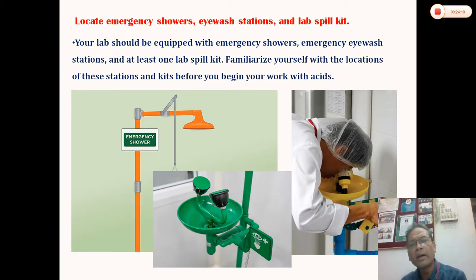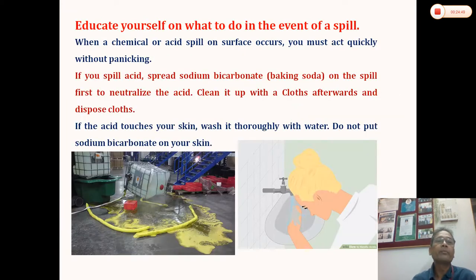Suppose in case you come in contact with strong acids, then you have to use an emergency shower, which I have shown in the first figure. Then an eye wash station should be there in the laboratory, and a lab spill kit should be there in the laboratory to protect yourself after the effect of these strong acids. While handling strong acids, you have to educate yourself on what to do in the event of a spill.